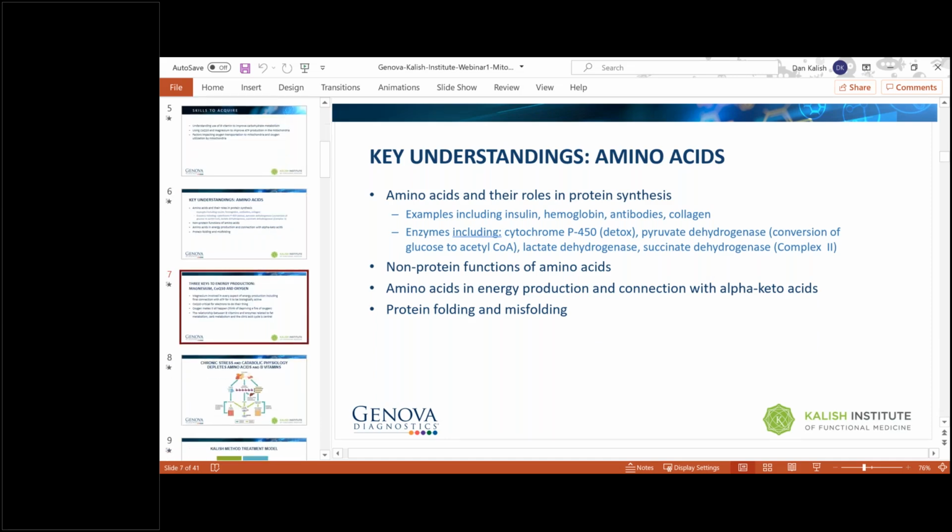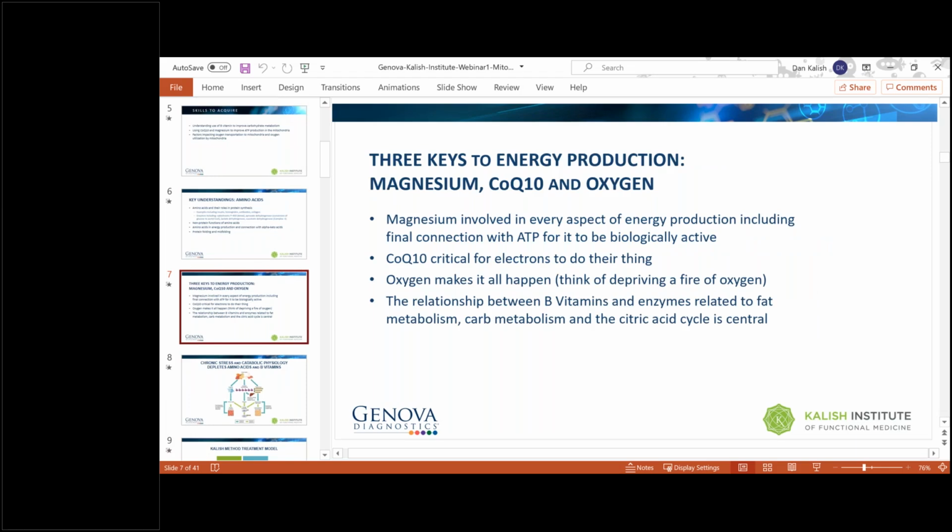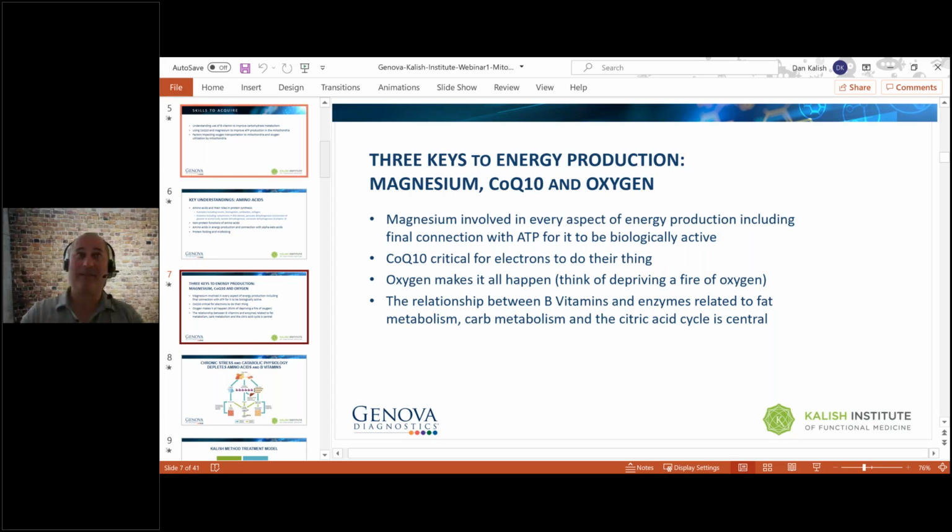Once again, the 3 keys for energy production, the 3 must-haves, are magnesium, CoQ10, and oxygen. In order to make any of these things work, you have to have those 3 present. Magnesium is involved in every aspect of energy production, including that final connection with ATP. To make ATP biologically active, you have to have magnesium. And for the electrons to do their thing in the electron transport chain, you need CoQ10. I'll show you some pictures about that. And then obviously, oxygen is critical.